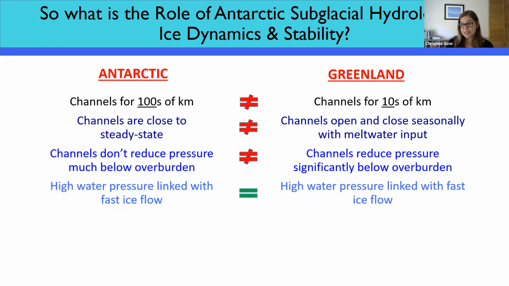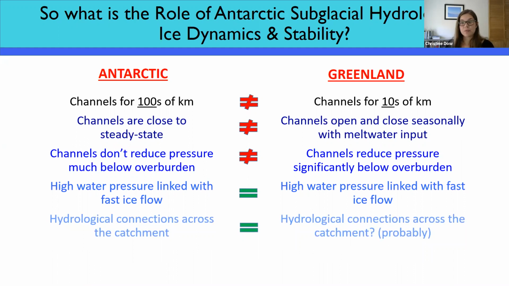We do have several similarities between the two systems. In both the Antarctic and Greenland, we know that high water pressure can be linked with fast ice flow. And so this is going to be important in the future as we see evolution of the drainage networks in Greenland and evolution of the surface slopes in the Antarctic, where these areas of fast ice flow are going to be in relation to our high water pressure.